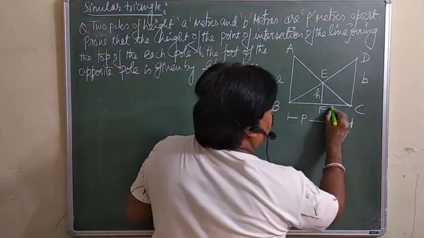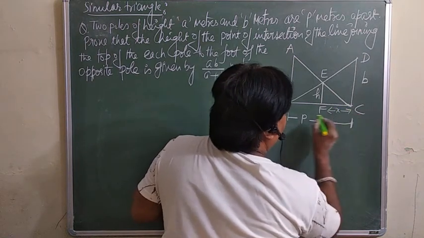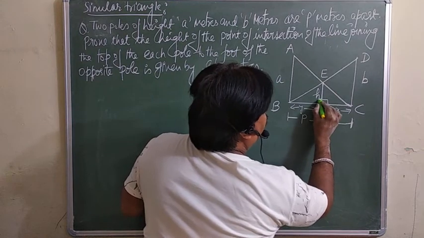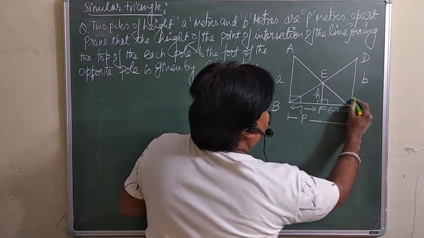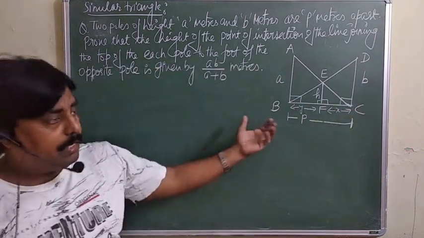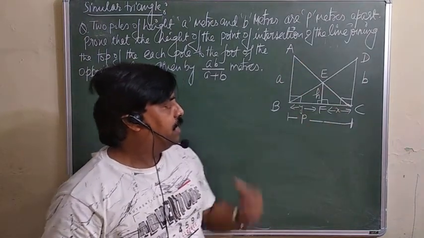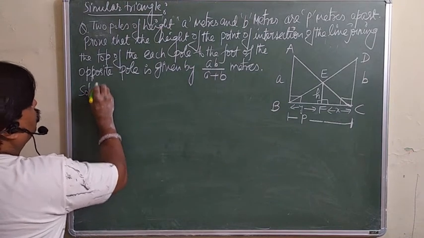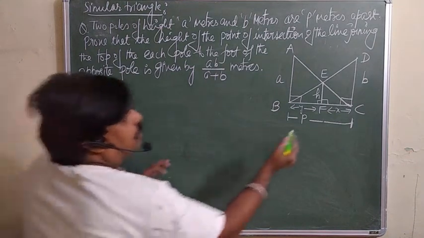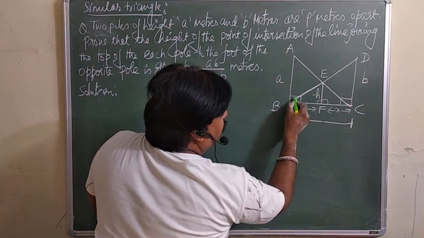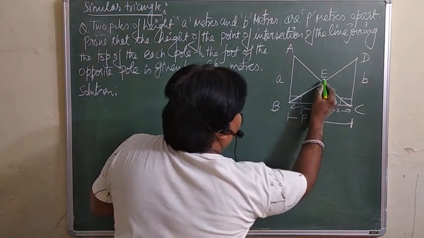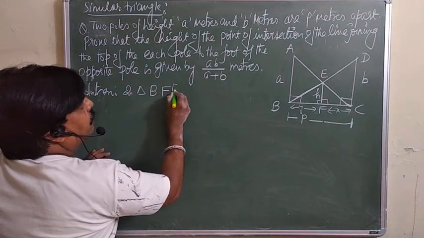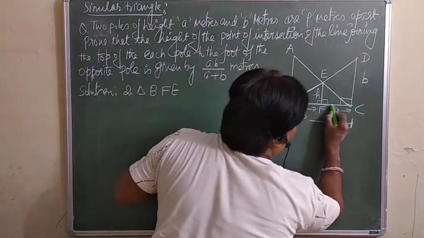For your own convenience, I am going to assume this is your X and this is your Y. So the height means this is 90 degrees, and this is also 90 degrees. These two poles are standing at 90 degrees. So what we will do now, I am going to give the solution of this directly. Look here. Now you are supposed to take in this triangle, in triangle BFE, and this bigger one, ACBCD.